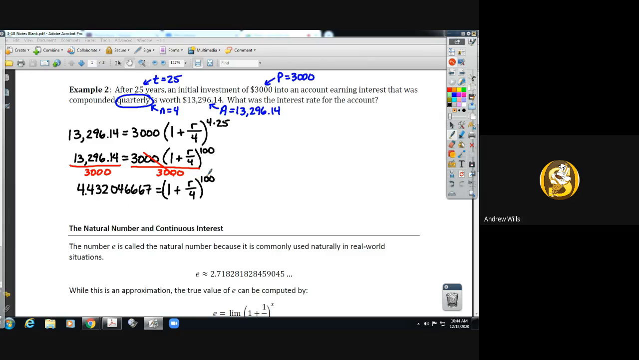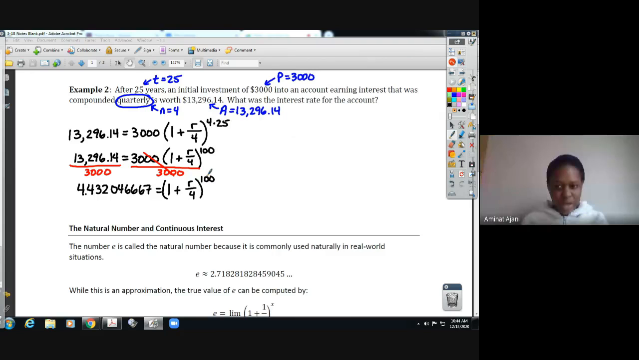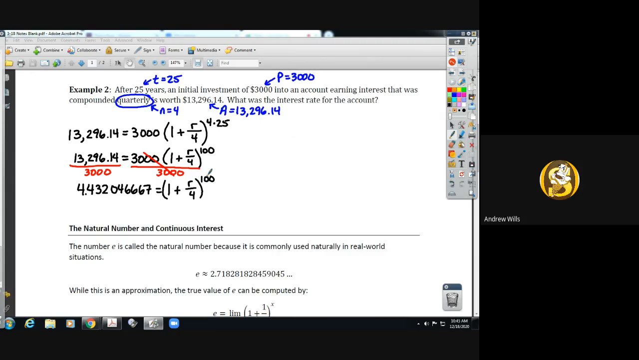Now, anybody can unmute, anybody can say it in the chat. How do we get rid of the 100th power? How do we undo exponents? Square root 100 or something? We do take a root. Wouldn't be a square root. It would be a root, but yes.